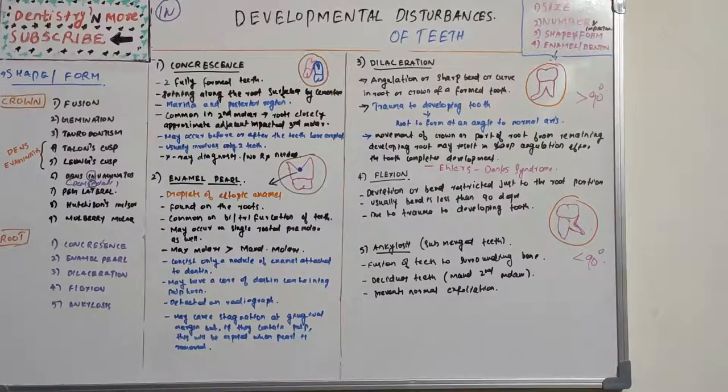So let's continue our developmental disturbances of teeth related to shape or form. Last session we covered various anomalies seen with respect to the crown. Today's session is about the anomalies with respect to shape or form seen in the root. So let's see what the anomalies seen in root are.